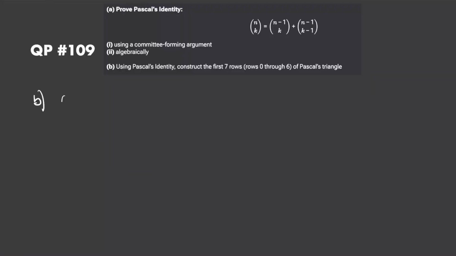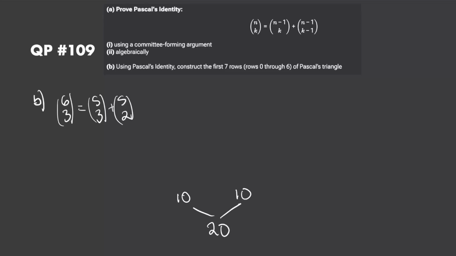Now let's just construct a few rows of Pascal's triangle. In part A, we were talking about 6 choose 3. We found it was equal to 5 choose 3 plus 5 choose 2. So let's just start with that. Well, we knew that 6 choose 3 is 20. And then basically what we can do is say that it is the sum of 10 and 10, 5 choose 2 and 5 choose 3. So this term over here represents 5 choose 3, and this one over here represents 5 choose 2. And when we sum them up, we get this term of 6 choose 3.